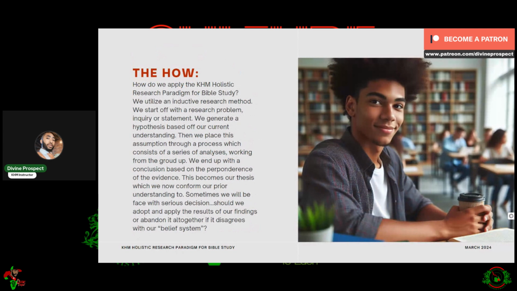We utilize an inductive research method. We start off with a research problem, inquiry, or statement. We generate a hypothesis based off our current understanding. Then we place this assumption through a process which consists of a series of analyses working from the ground up. We end up with a conclusion based on the preponderance of the evidence. This becomes our thesis, which we now conform our prior understanding to.